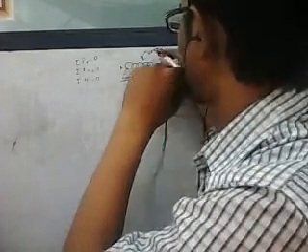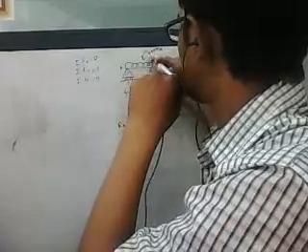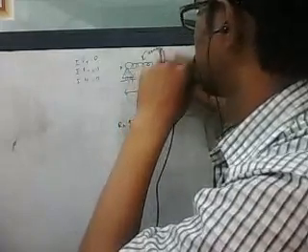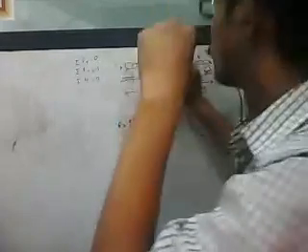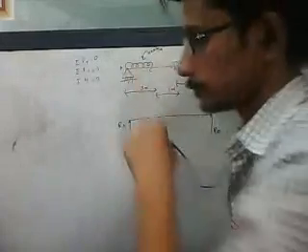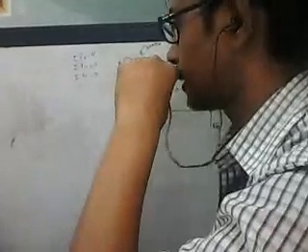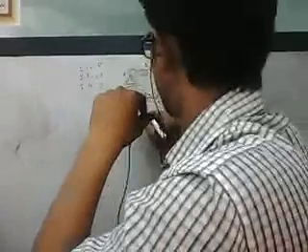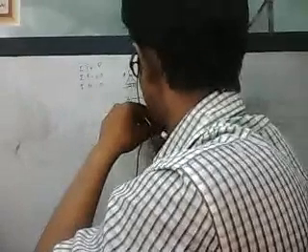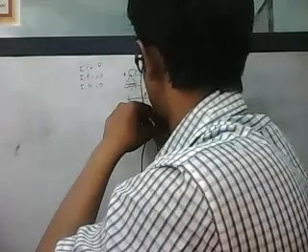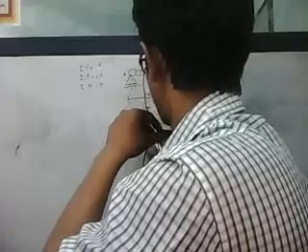Okay, right now the magnitude of this UDL will be the weight of this force, 40 into 3. Clear? 40 into 3, that is 120. And where is it applying? It will apply at the mid of the length. 120 at 1.5. This thing is clear?